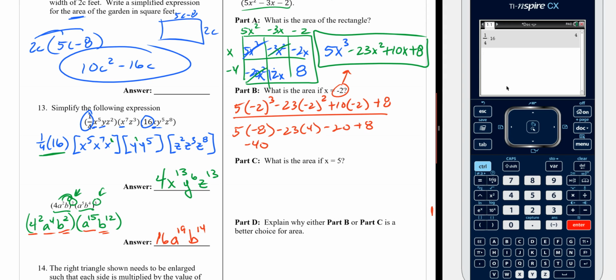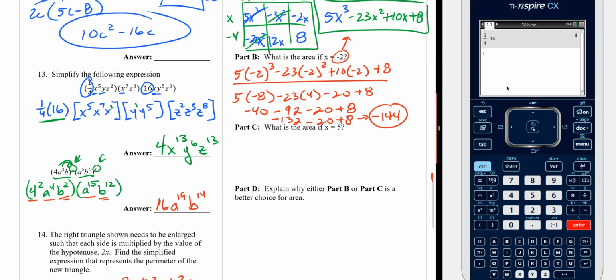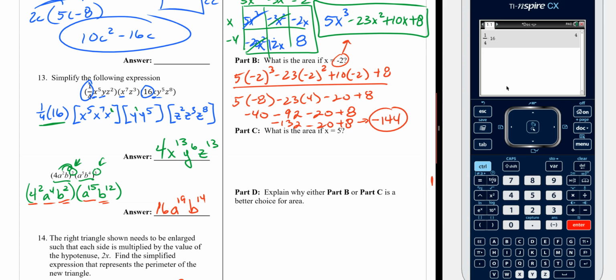I get negative 40 minus 92 minus 20 plus 8. You get negative 40 minus 92 is going to be negative 132 minus 20 plus 8. Negative 132 minus another 20 is negative 152. Negative 152 plus 8 is negative 144. It says, what is the area if x equals positive 5?